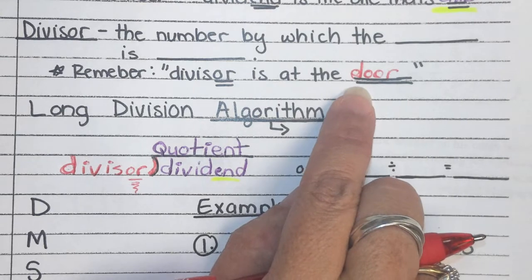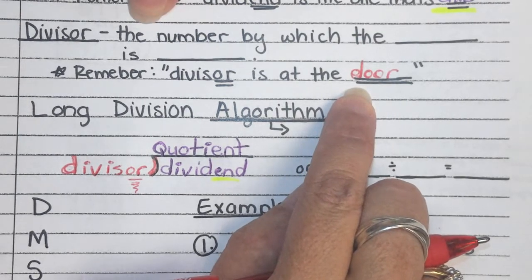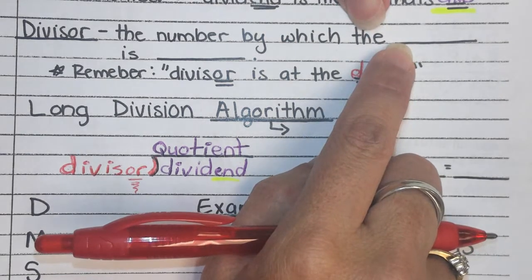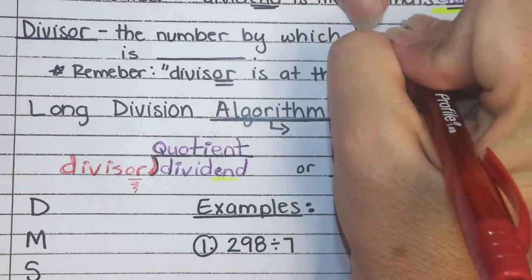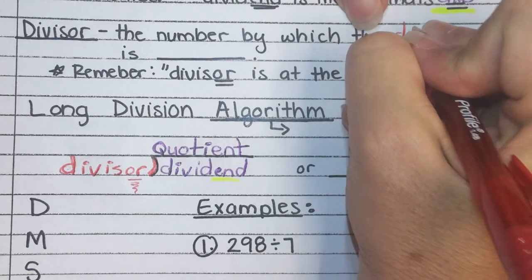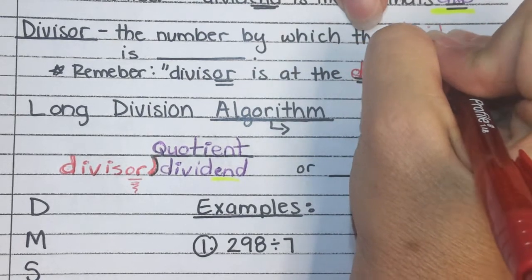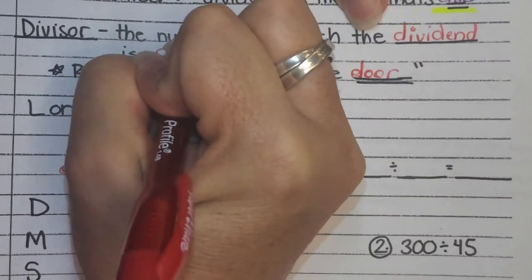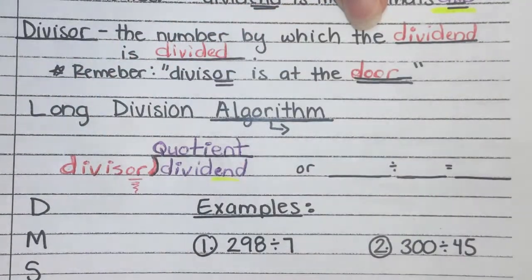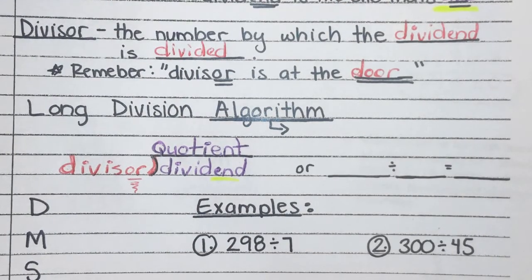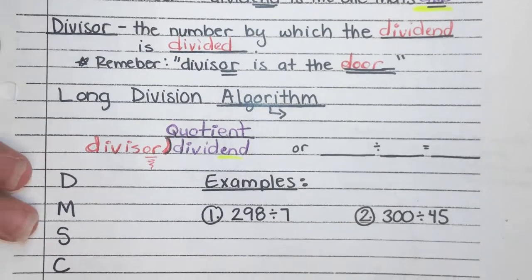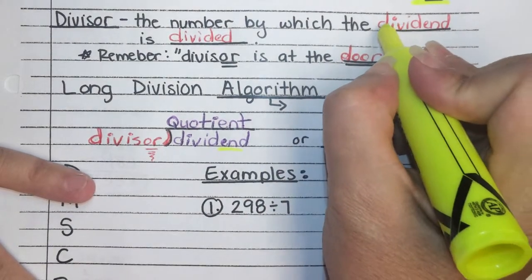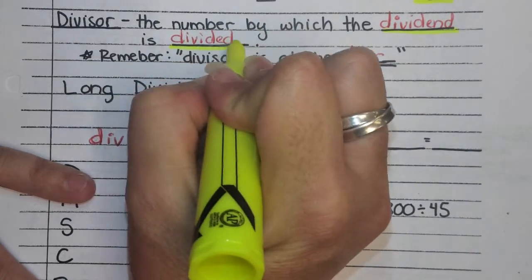Okay. The exact definition is up here. It says the number by which the dividend is divided. So I'm going to highlight a few things just to make sure you got it all. Start right here at divisor. Make sure you got dividend and divided.